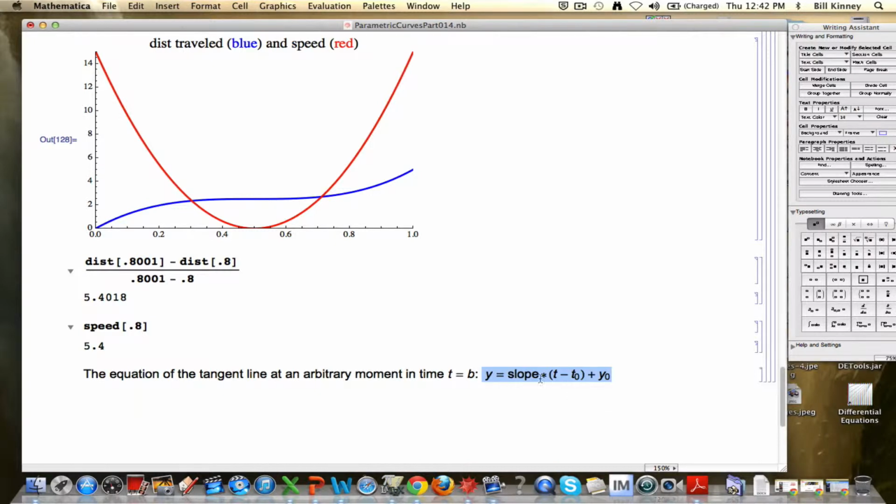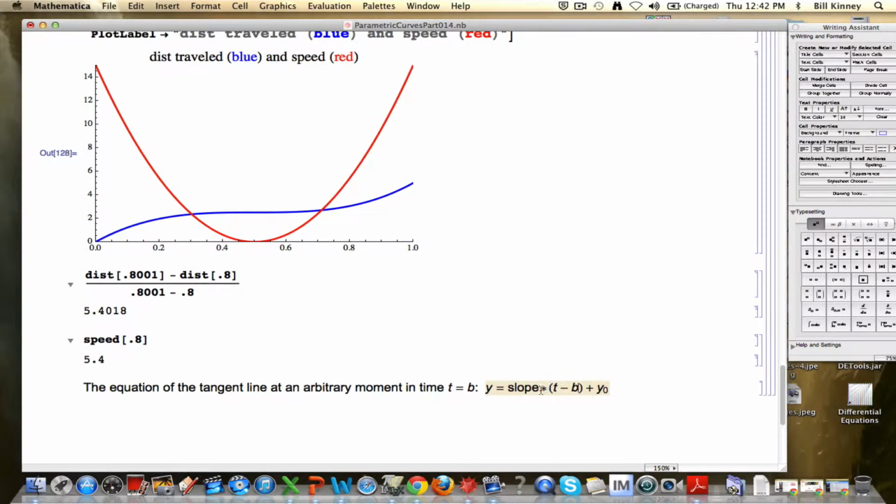Okay, so this equation is a form of the point-slope form of the equation of a line, and it should make sense because if you plug in t equals t naught, well, I guess I better use a b here, sorry about that, instead of a t naught. If you plug in t equals b, b minus b is 0, this goes away, and you get the second coordinate of the point when the first coordinate is b, and I'm calling that y sub 0.